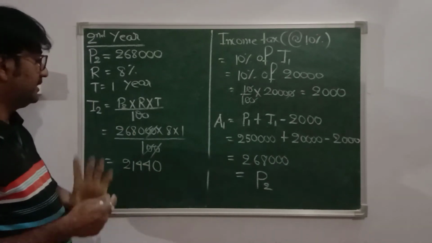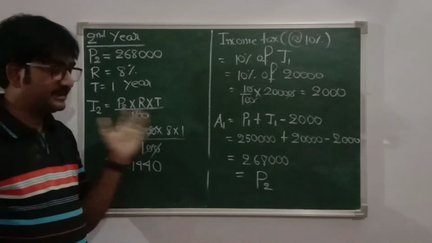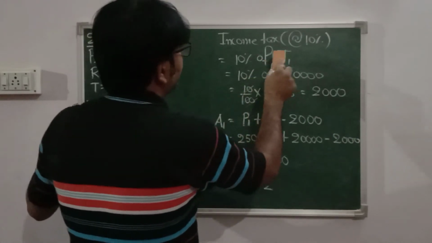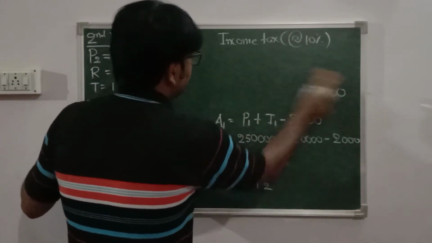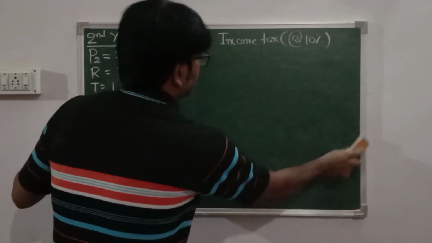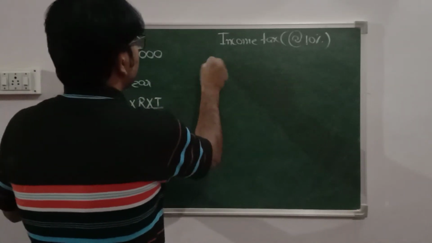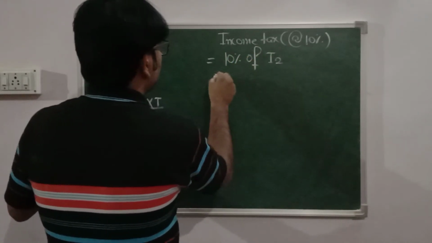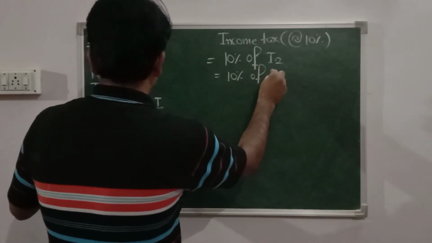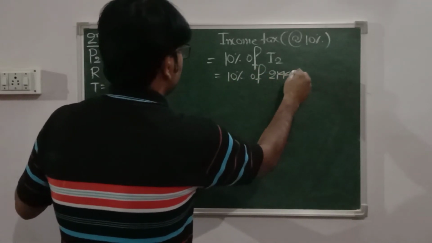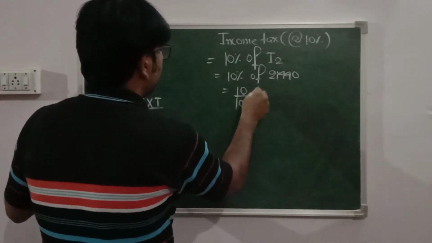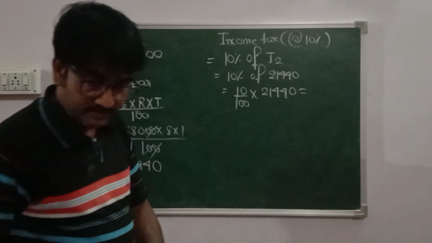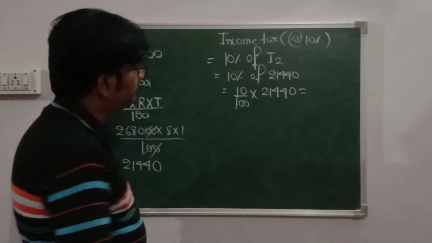Now you need to find the amount of tax being deducted from this interest. So you can write income tax at the rate of 10% for the second year. This is equal to 10% of I2, that is 10% of 21440, which is 10 by 100 into 21440, and that is coming to 2144.